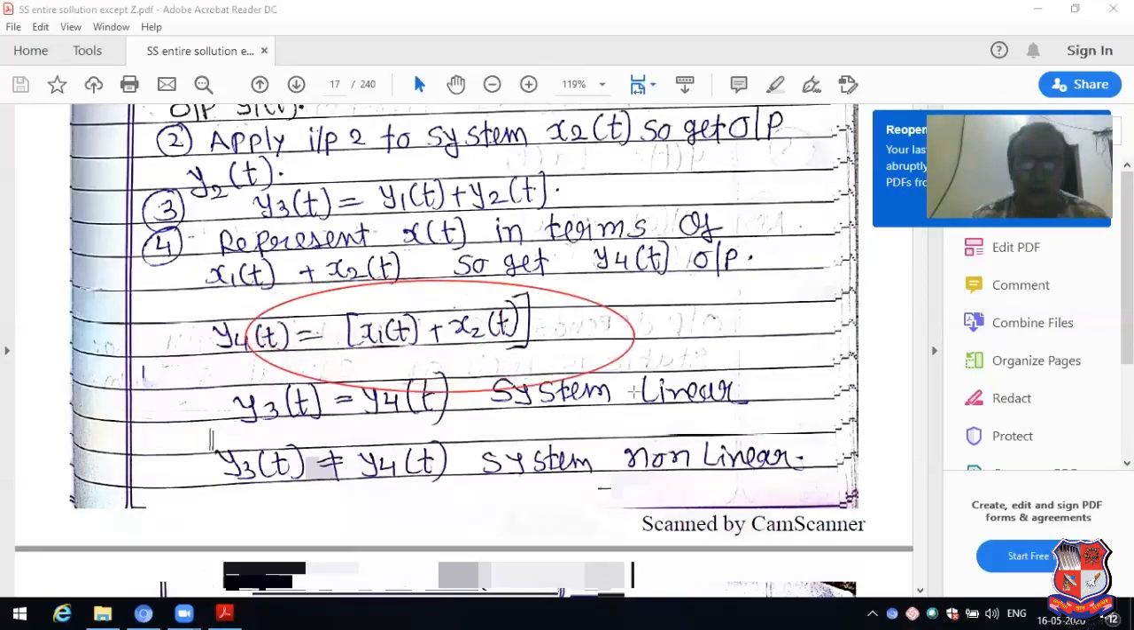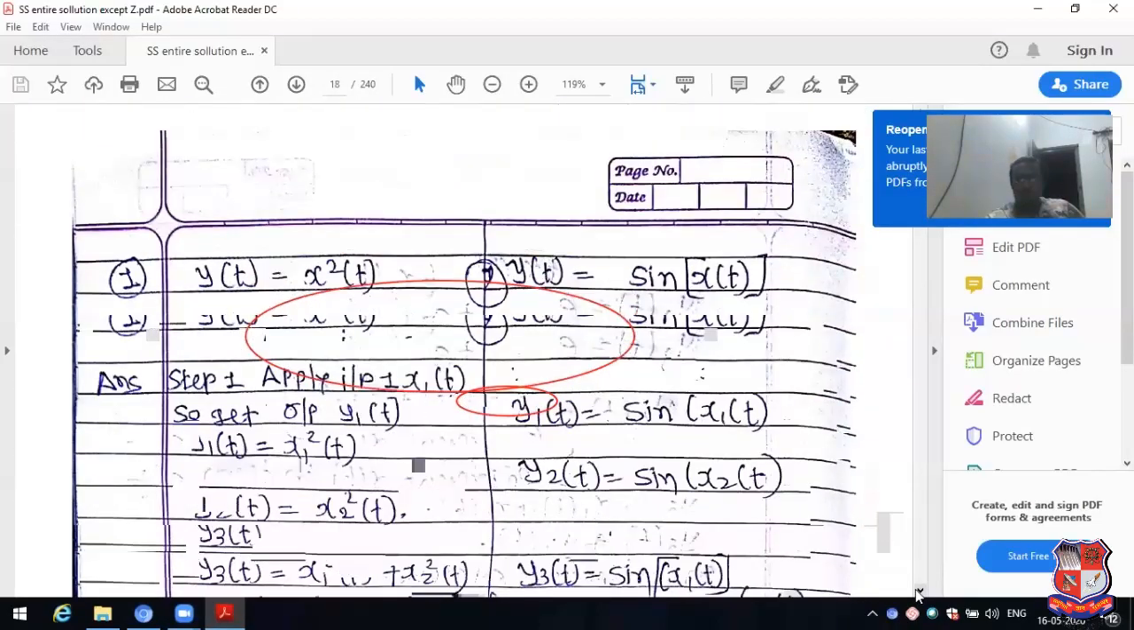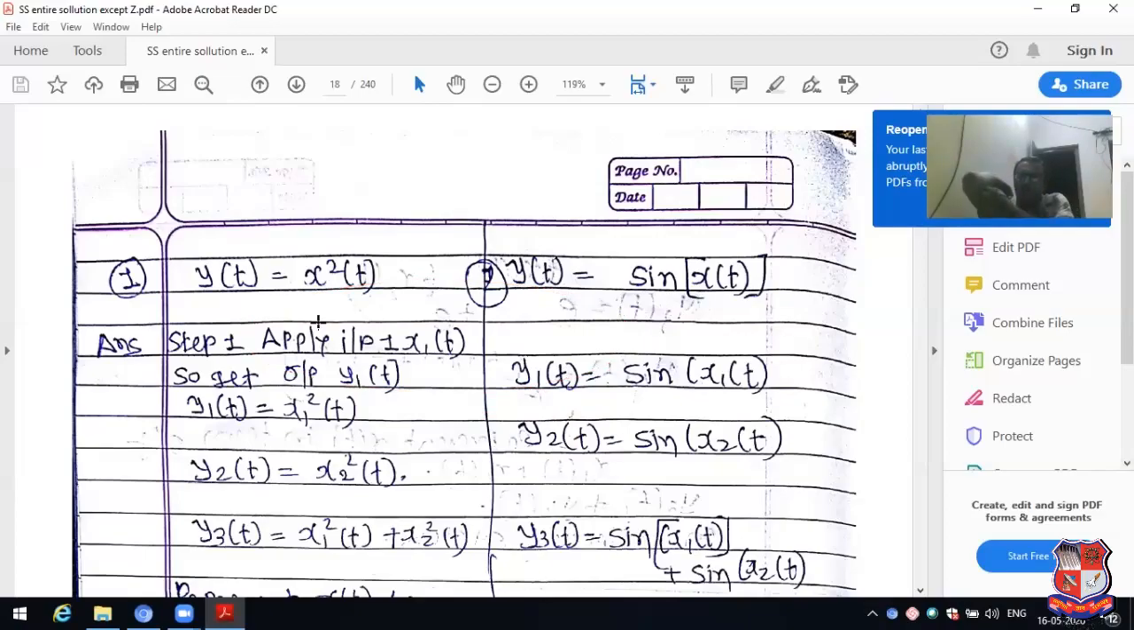See here, x of t can be represented in terms of x1 of t plus x2 of t. So here the system is linear, otherwise the system is non-linear. Now see this: y of t equal to x square of t. Determine whether it is linear or not.